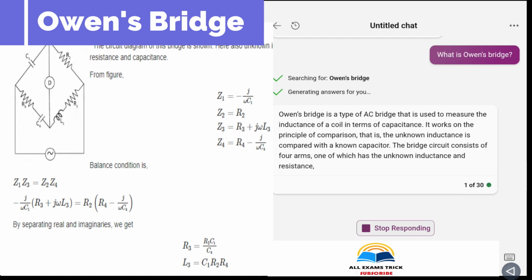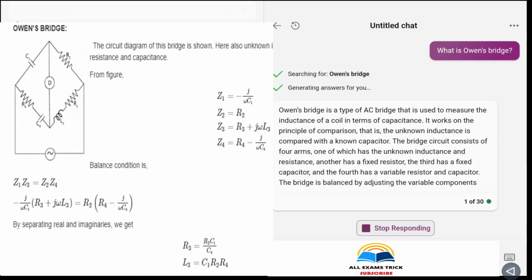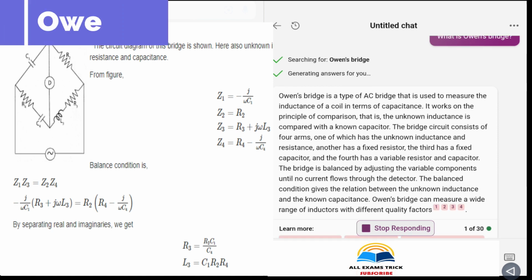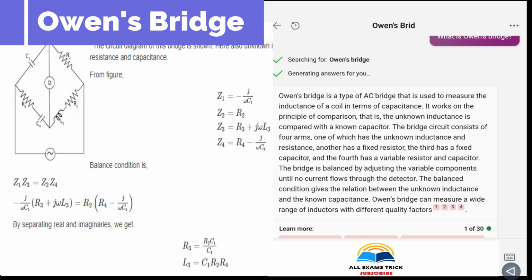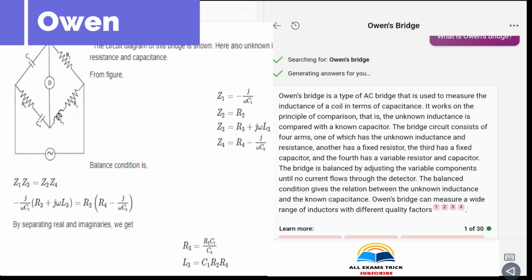Owen's bridge is a type of AC bridge that is used to measure the inductance of a coil in terms of capacitance. It works on the principle of comparison, that is, the unknown inductance is compared with a known capacitor. The bridge circuit consists of 4 arms, one of which has the unknown inductance and resistance, another has a fixed resistor, the third has a fixed capacitor, and the fourth has a variable resistor and capacitor.